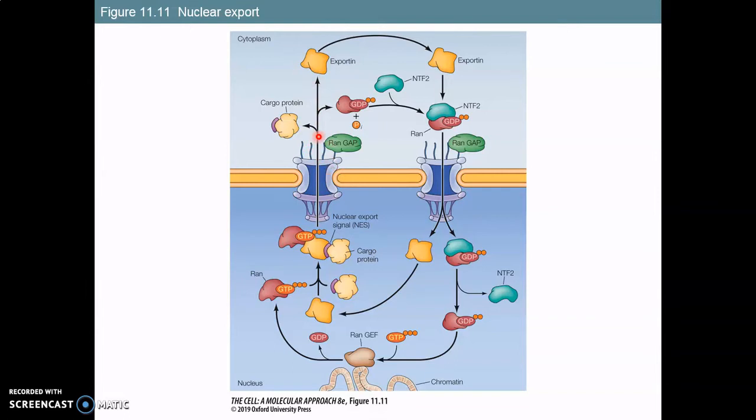Again, when it moves out, we have this activating protein, which is sitting right at the exit of the nuclear pore. It will cause RAN to hydrolyze its GTP into GDP. That will cause the whole complex to fall apart. So not only will RAN fall off of exportin, but exportin will also release the cargo protein.